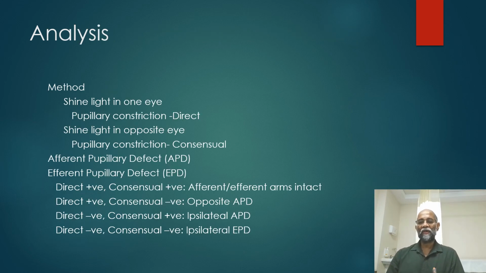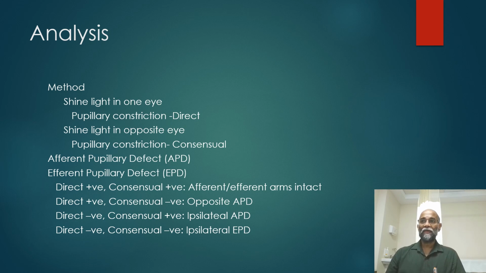So how do we check the pupillary light reflex? If you take a torchlight and shine the light in one eye, light goes in through the optic nerve, that is the afferent pathway, and the efferent limb comes through the third nerve. The parasympathetic outflow from the Edinger-Westphal nucleus comes along the third nerve to constrict the pupil. Both the afferent and the efferent arm are intact. There is pupillary constriction.